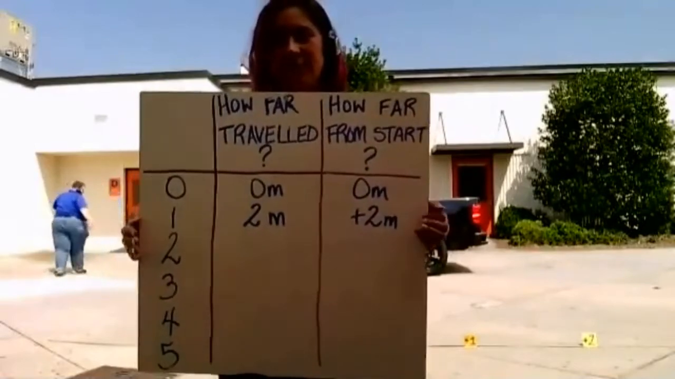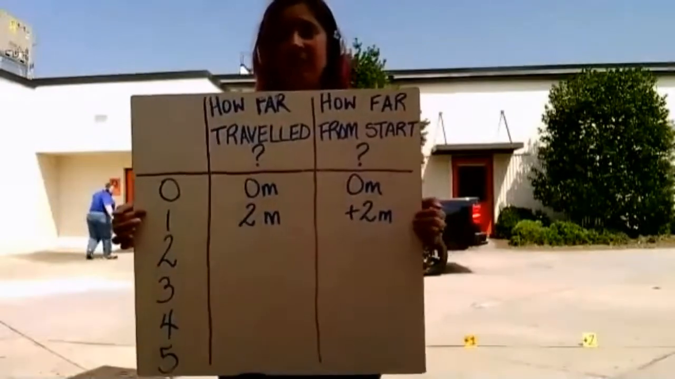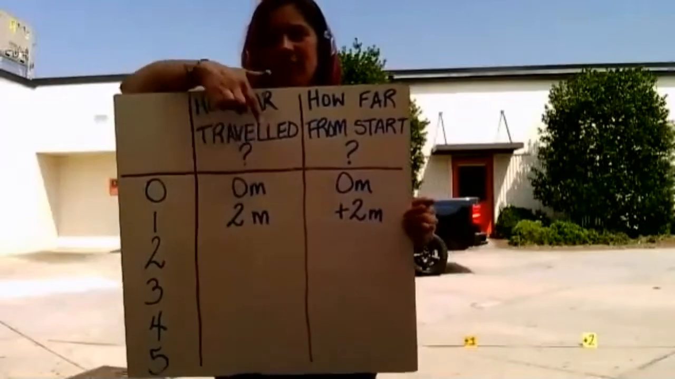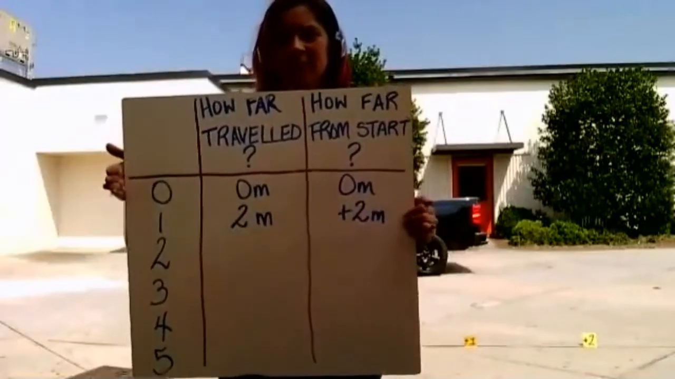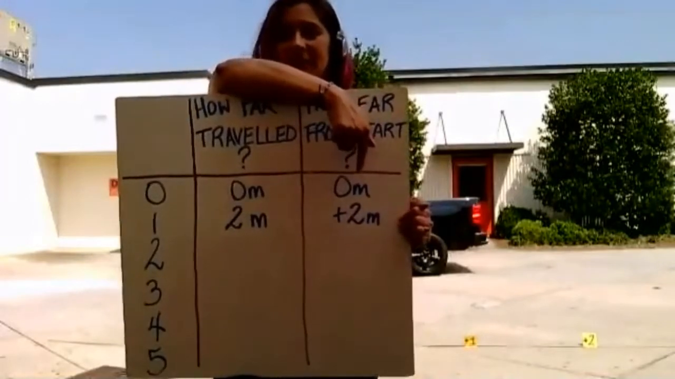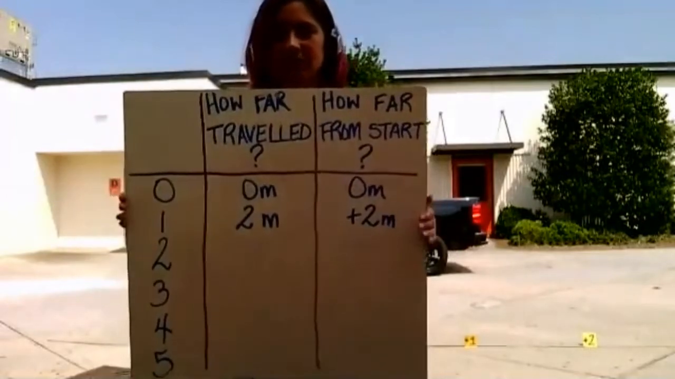So in our data table, for our first data set, how far have my feet, how far have I traveled? I have traveled 2 meters. And how far am I from my starting point? Well, I'm 2 meters as well, but in the positive direction. So +2 meters. Let's do data set number 2.